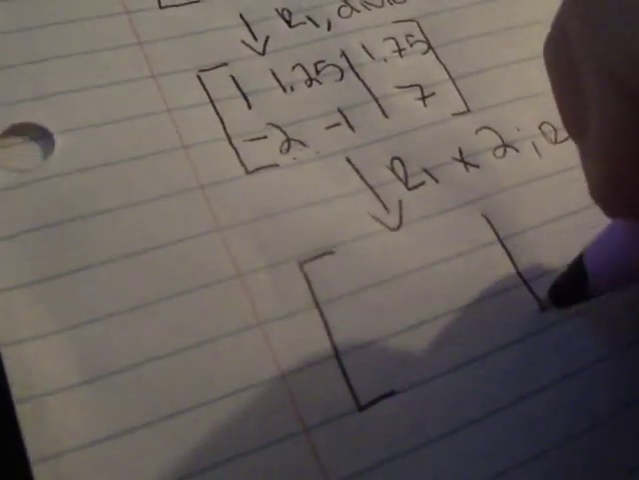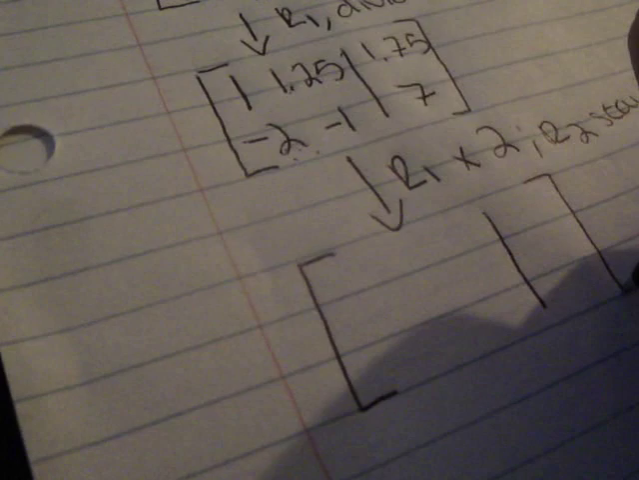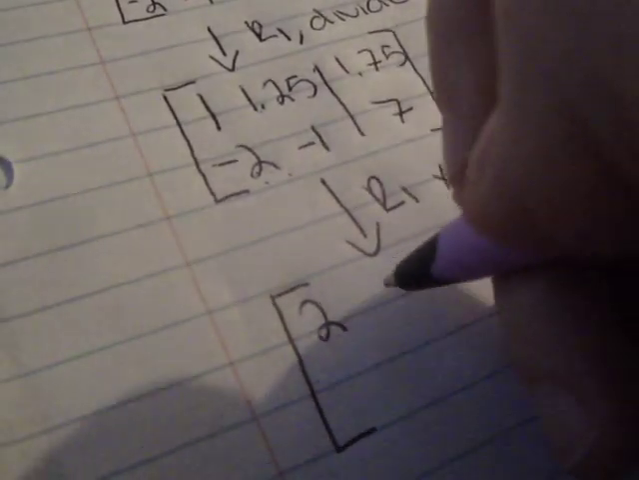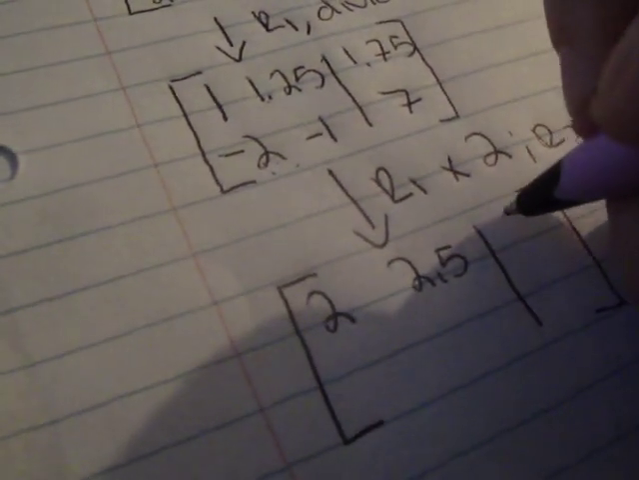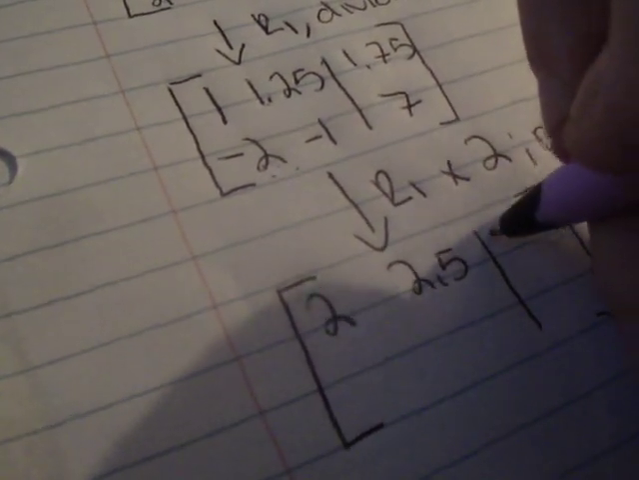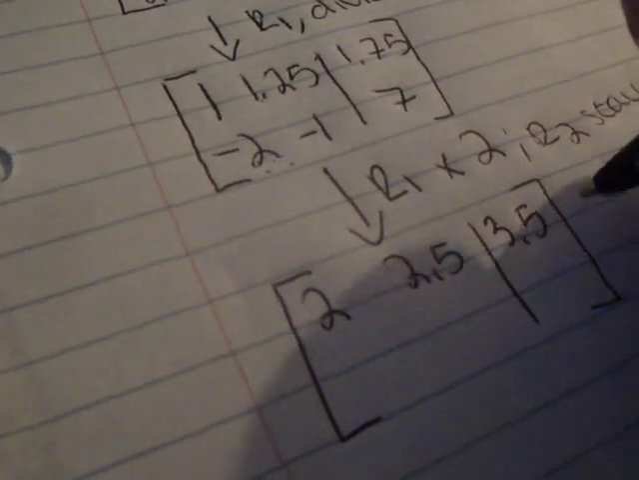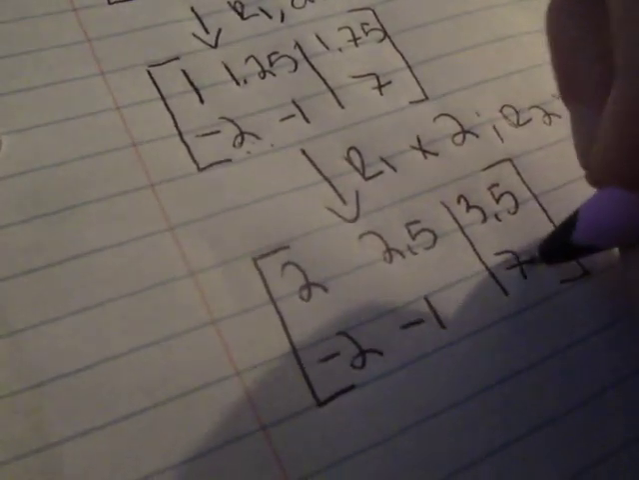Again, open up your brackets again. Little cross thingy there. Okay. So 1 times 2 equals 2. 1.25 times 2 is 2.5, but I like to subtract it. And then 1.75 times 2 equals 3.5. Okay? Then you would leave your bottom the same.